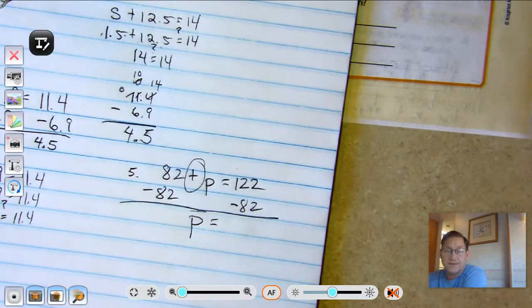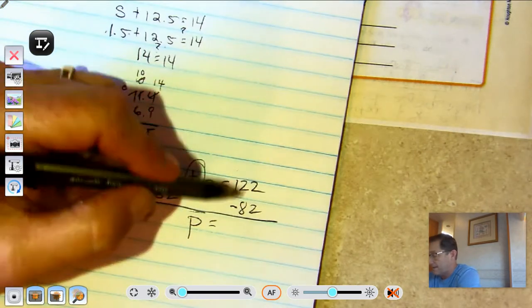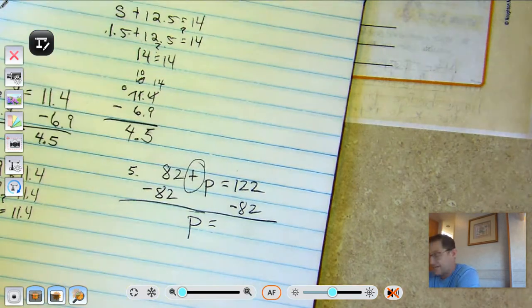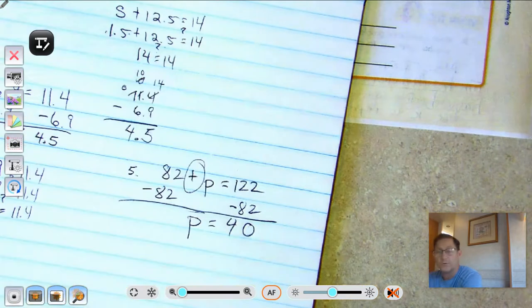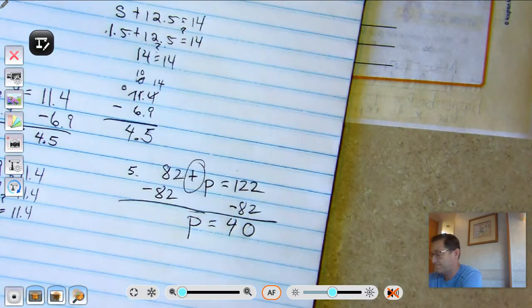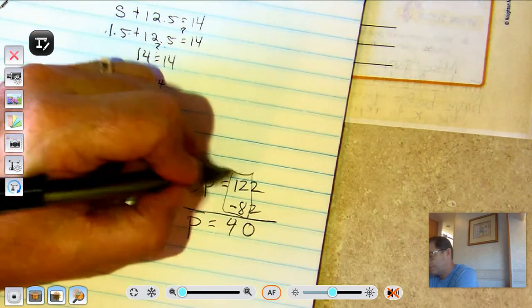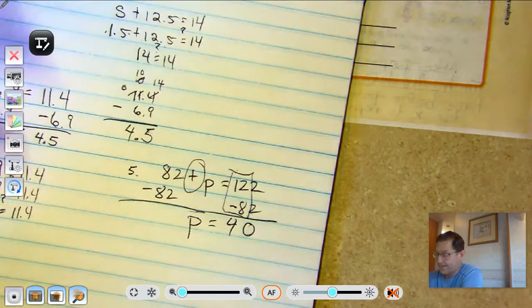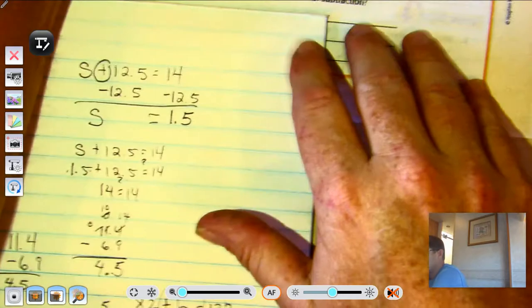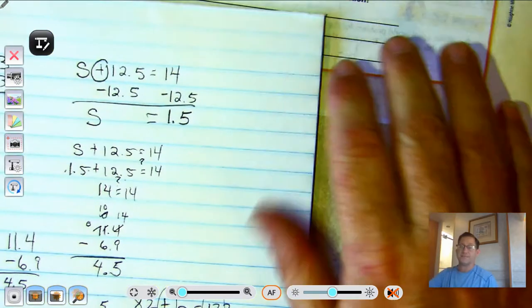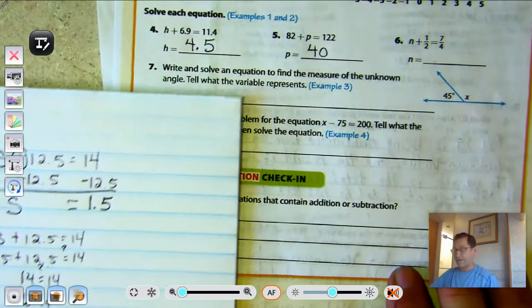We'll be left with P on the left side. And 142 minus 82 is 40. Okay. 2 take away 2 is 0, and 12 take away 8 is 4. Okay, so we're saying P is 40 for number 5.